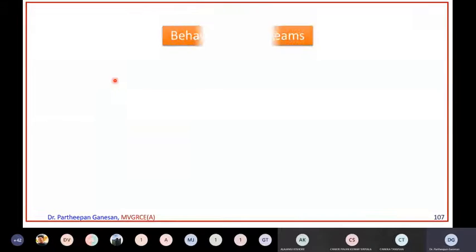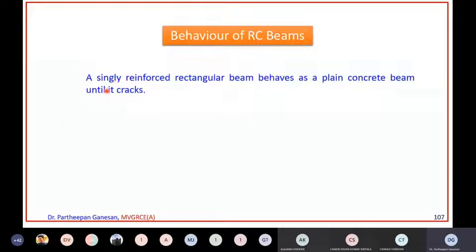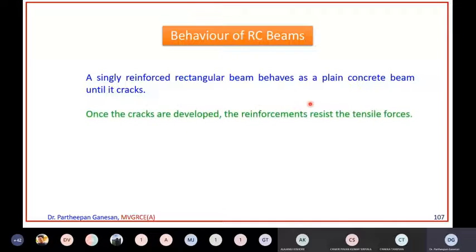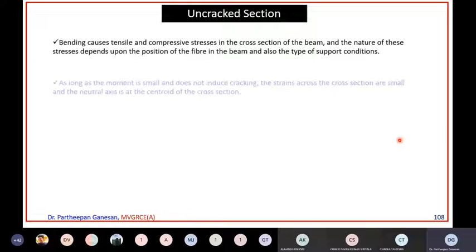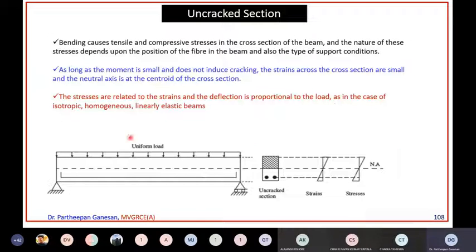Now, the behavior of an RC beam: a singly reinforced rectangular beam behaves as a plain concrete beam until it cracks. I will explain what an uncracked section and a cracked section are. Let us say this is a beam. This is a simply supported beam. This is the UDL it is subjected to. This is the tensile steel provided at the bottom. This is called a singly reinforced rectangular beam because the cross section of this beam is a rectangle.